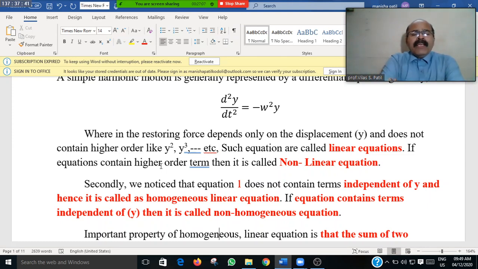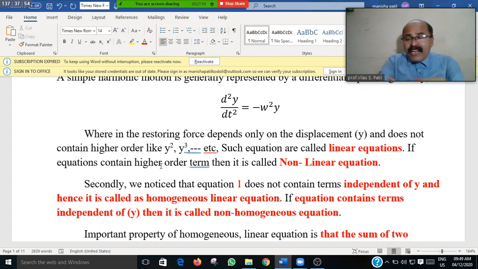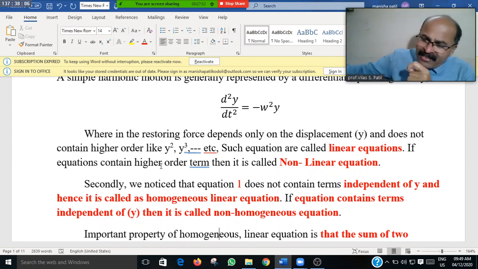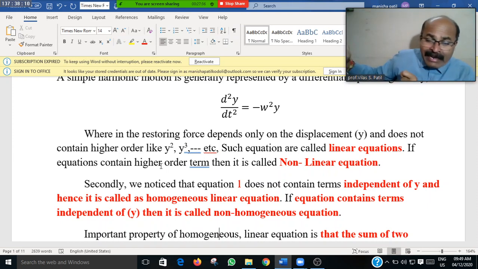We know that this quantity, d2y by dt square, the force, will be known as a restoring force. And the restoring force depends upon the displacement. If the displacement is larger, the force is higher, and if the displacement is very small, then the force is weak. If the force is strong, then the displacement is large, and if the force is weak, then the displacement is very small.